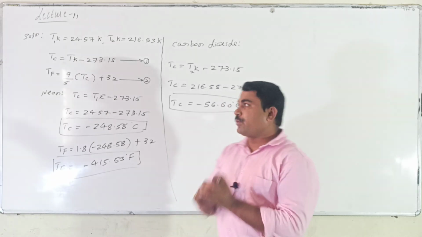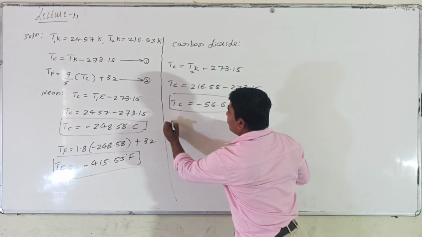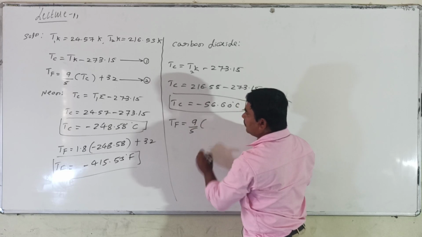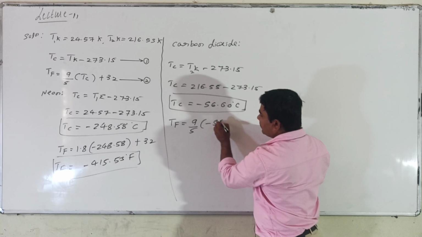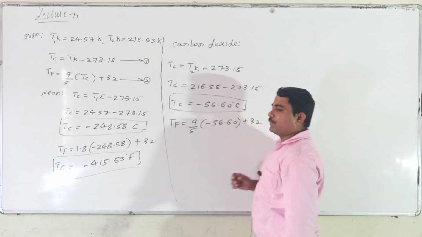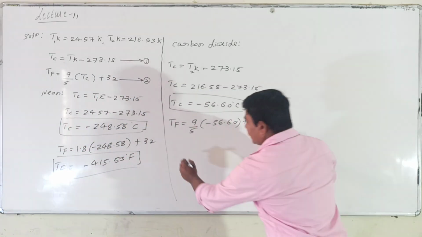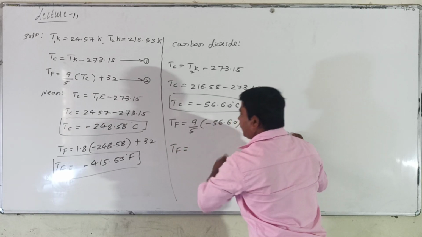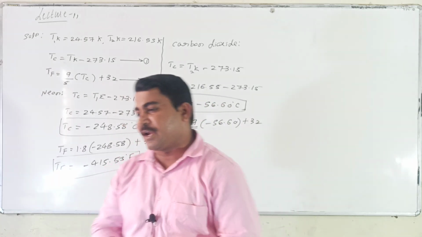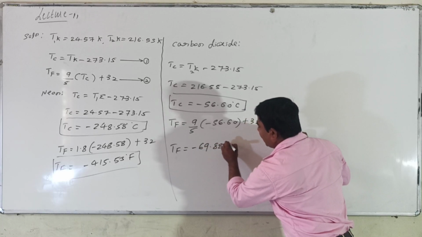Then how to express this temperature in Fahrenheit? Look at this relation. Tf is equal to 9 divided by 5 into Tc, this value minus 56.60, plus 32. 9 by 5 is nothing but 1.8. Then this Fahrenheit temperature comes to minus 69.88 Fahrenheit.